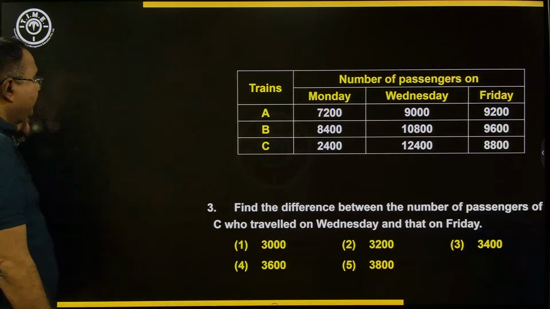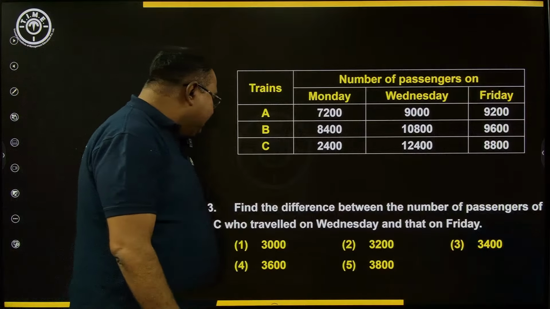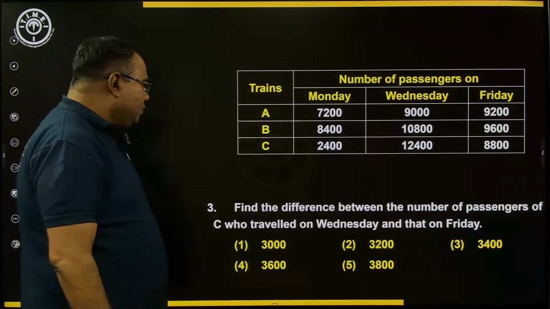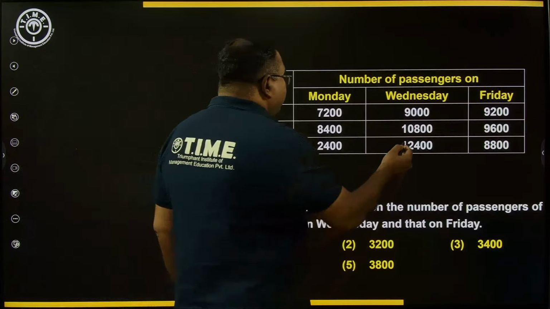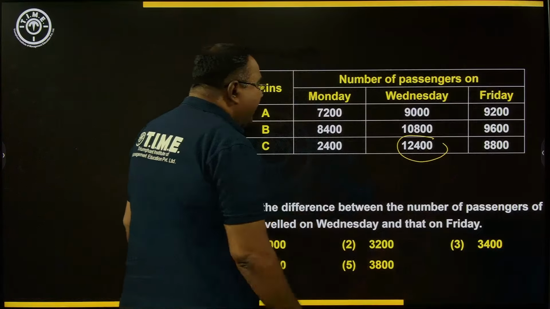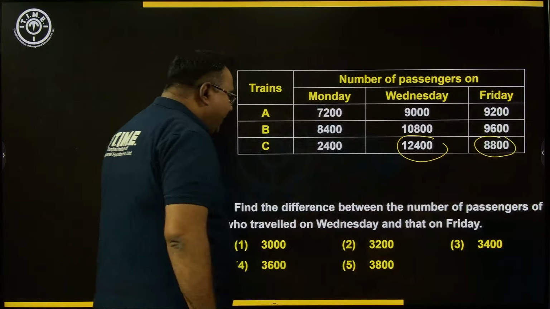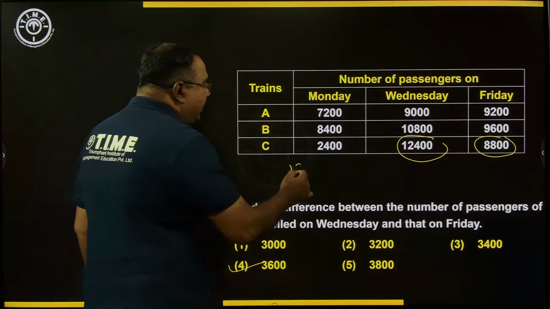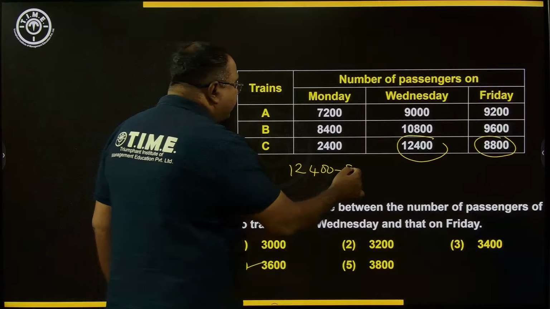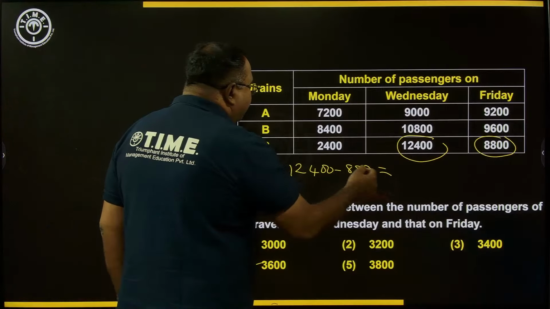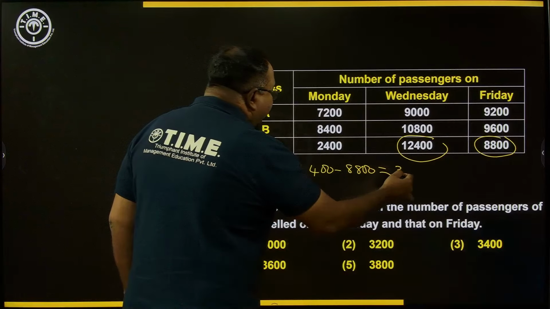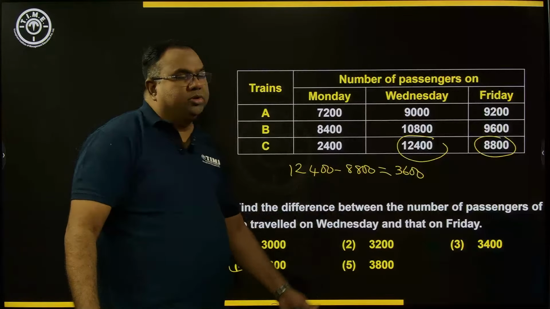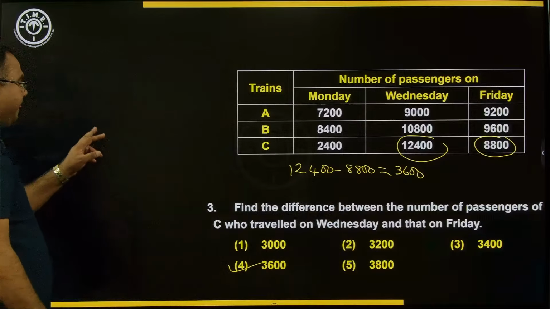Right? Let's move it. Find the difference between number of passengers of C who traveled on Wednesday to that on Friday. Okay, C Wednesday is 12,400 and Friday is 8,800. So difference, if you take here, it will be 3,600, choice 4. Clearly 12,400 minus 8,800. You add 1,200, it will be 10,000. So 2,400 more plus 1,200, it has to be 3,600.